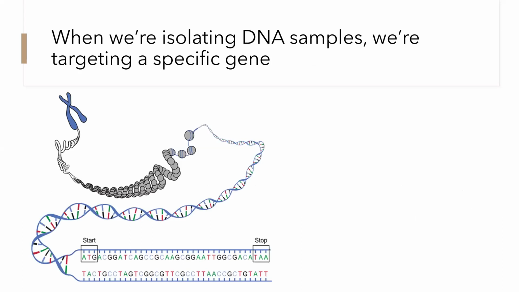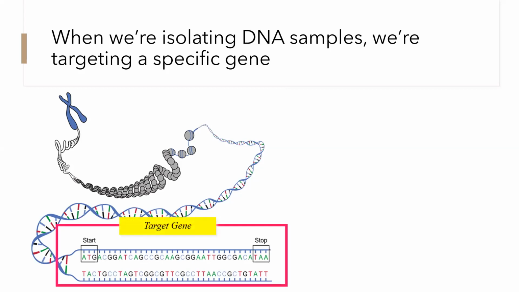When we're isolating DNA samples, we're not just looking for the entirety of that person's genome, right? Because remember, all of your cells contain the entire genome. It contains the instructions for your entire body. Your cells are just specialized to use certain parts of that DNA. Just like what your cells are doing, we're targeting specific parts of that DNA, specifically specific genes. So you might have a target gene.